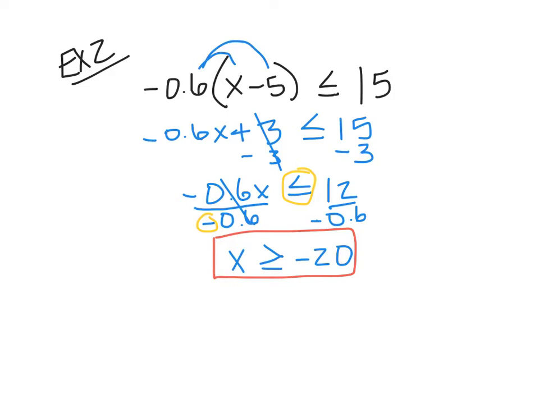Okay, so this is the big clue here. Since I've divided by a negative number, from one side to the other side, the sign has to flip. That's the key to all of this today. All right, let's do a couple of the guided practice at the bottom, just to make sure you got this.